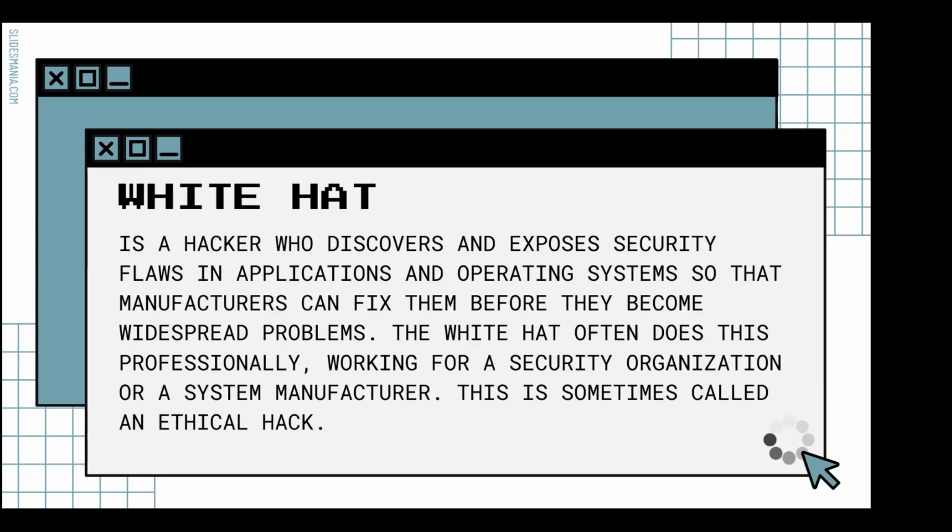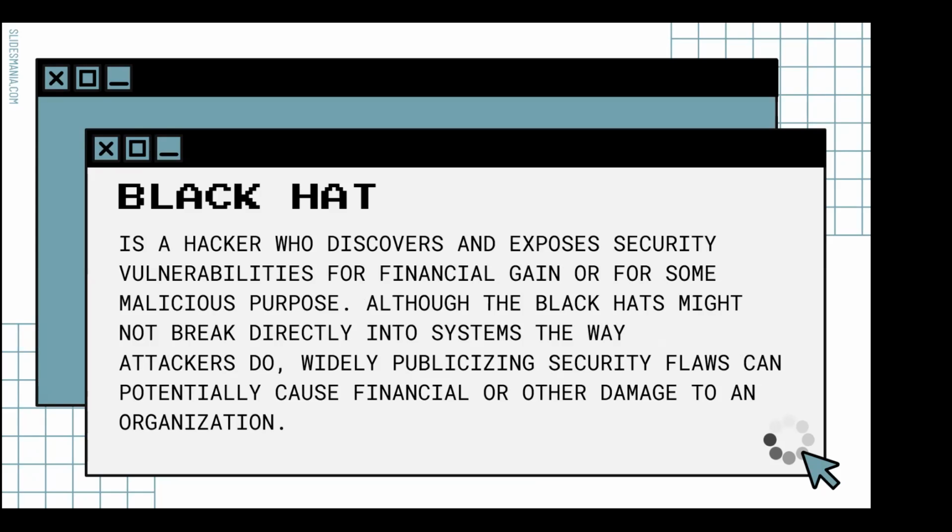White hat. White hat is also known as ethical hackers. They do hacking with the permission from the owner of the system, which makes the process completely legal. Black hats are criminals who break into computer networks with malicious intent. They may also release malware that destroys files, hold computers hostage, or steal passwords, credit card numbers, and other personal information.